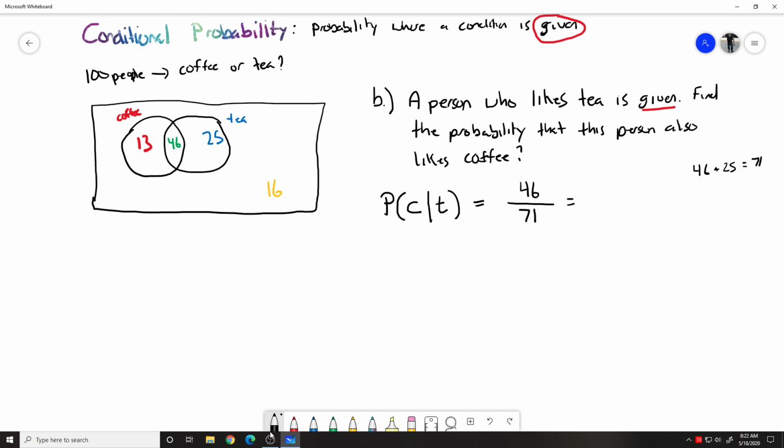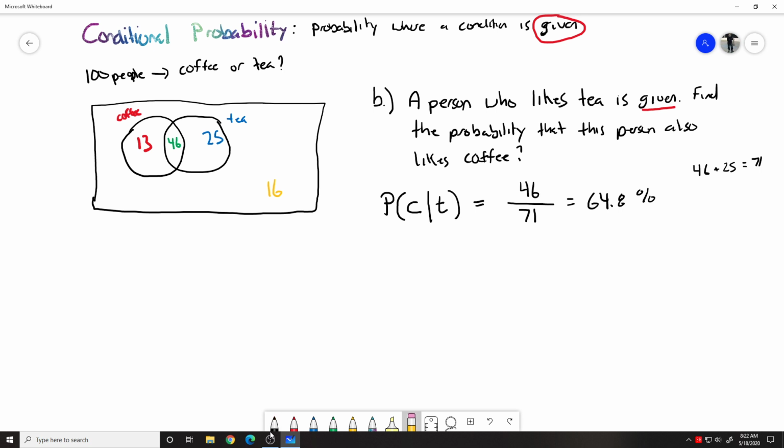If you really want to, you can put that in your calculator and get a percentage. 46 divided by 71 gives me about 64.8%. So if you're given a person who likes tea, you have a 64.8% chance that they also like coffee. So you've got to watch for the givens, and figure out what it's asking you. You have to make up a formula based on what it's asking you.